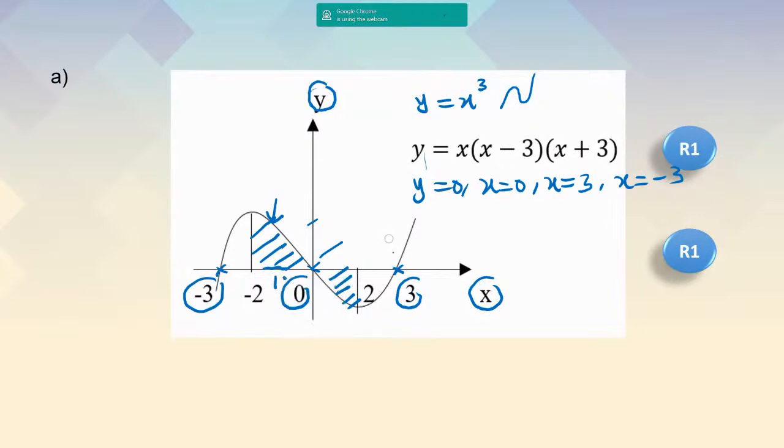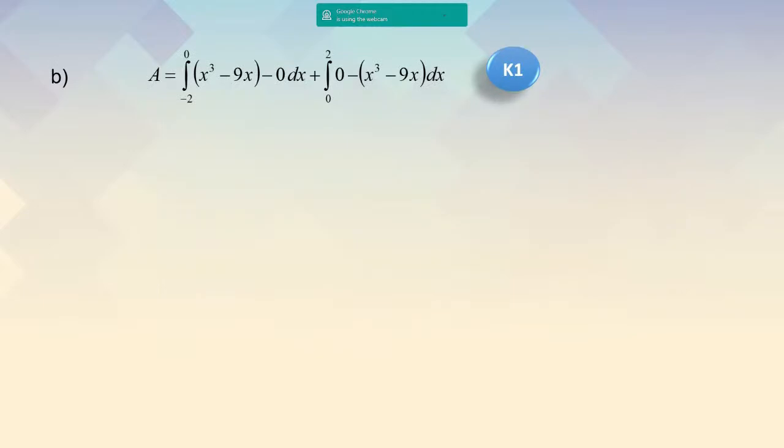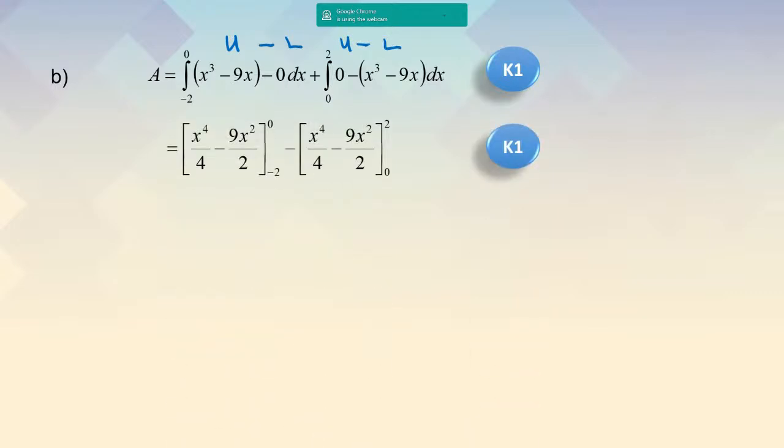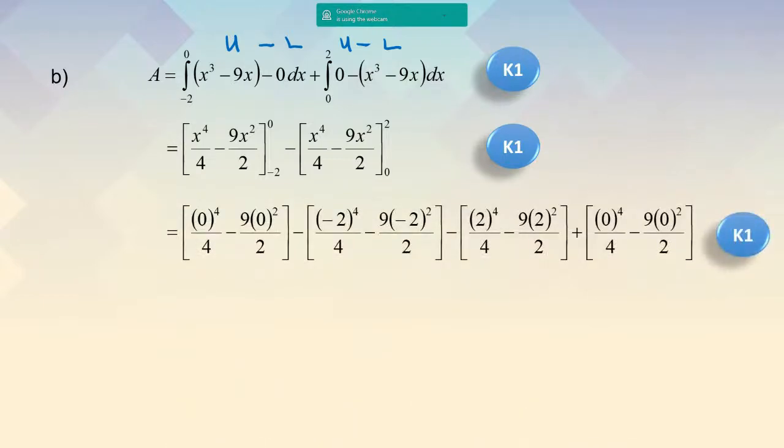And then for 0 to 2, 0 minus curve. So curve minus 0, 0 minus curve, so upper minus lower. Integrate, then substitute value.